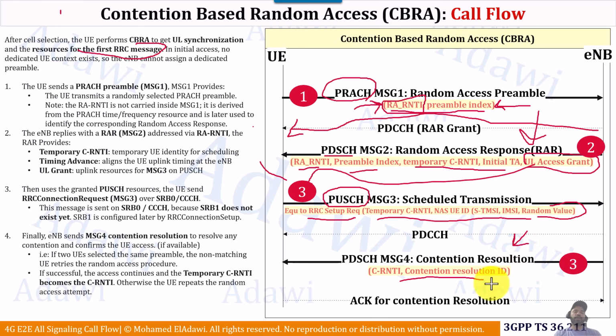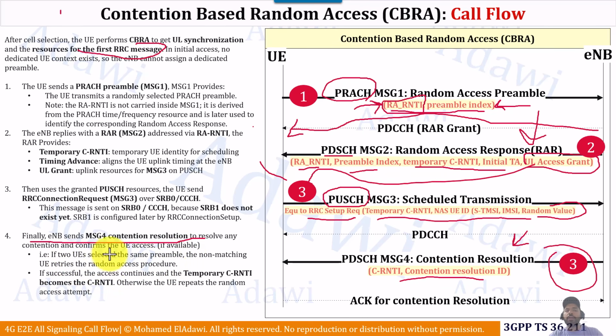And MAC contention resolution, I told you, is mainly needed in case several users use the same preambles and initiate the same message 1 with the same exact resources. So this is message number 4. It will be sent mainly by the NLP to different users in case there is a conflict. As you can see here, finally, the NLP sends a message for contention resolution to resolve any contention and confirm the UE. This is if available. Sometimes it might not be needed.